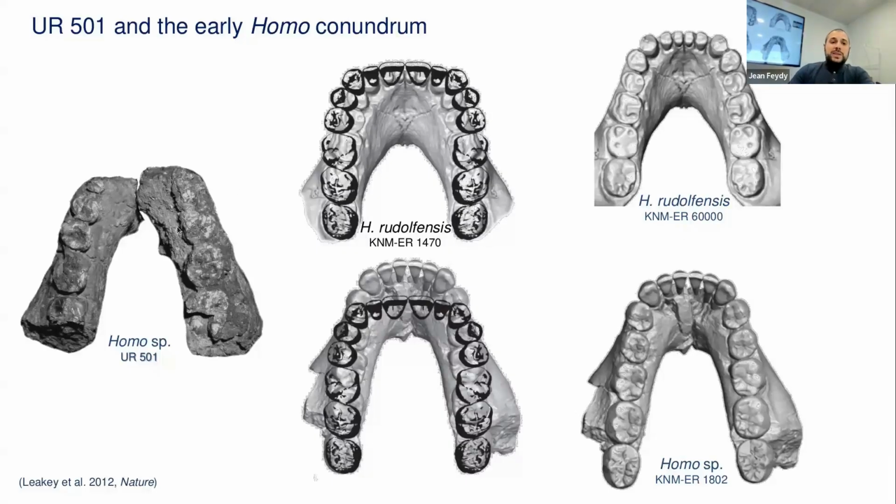And this is this fragment of mandible. So you see it's not very well preserved, two pieces that you can put together. Some colleagues, when they described the fossil, said it's probably the same as Homo rudolfensis, because of this very square shape that is different from the more elongated shape that you can see on the side.